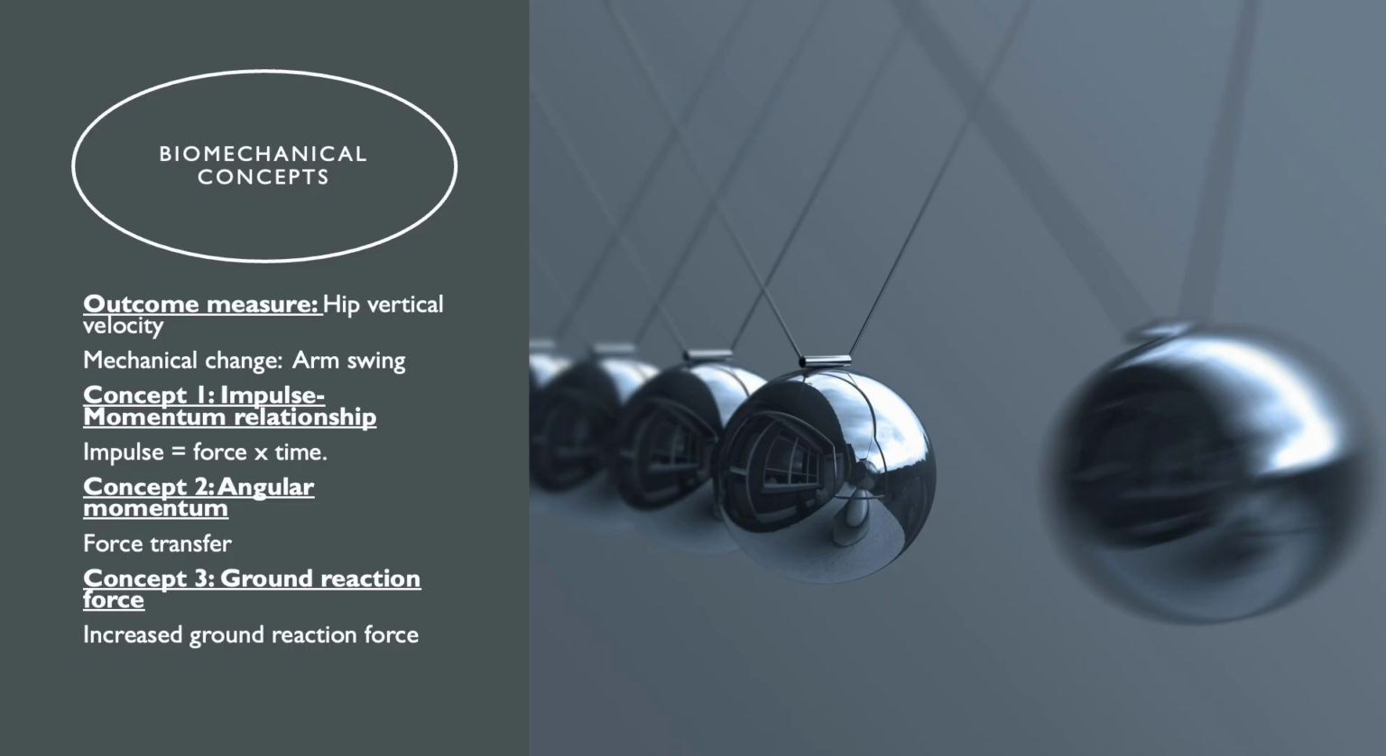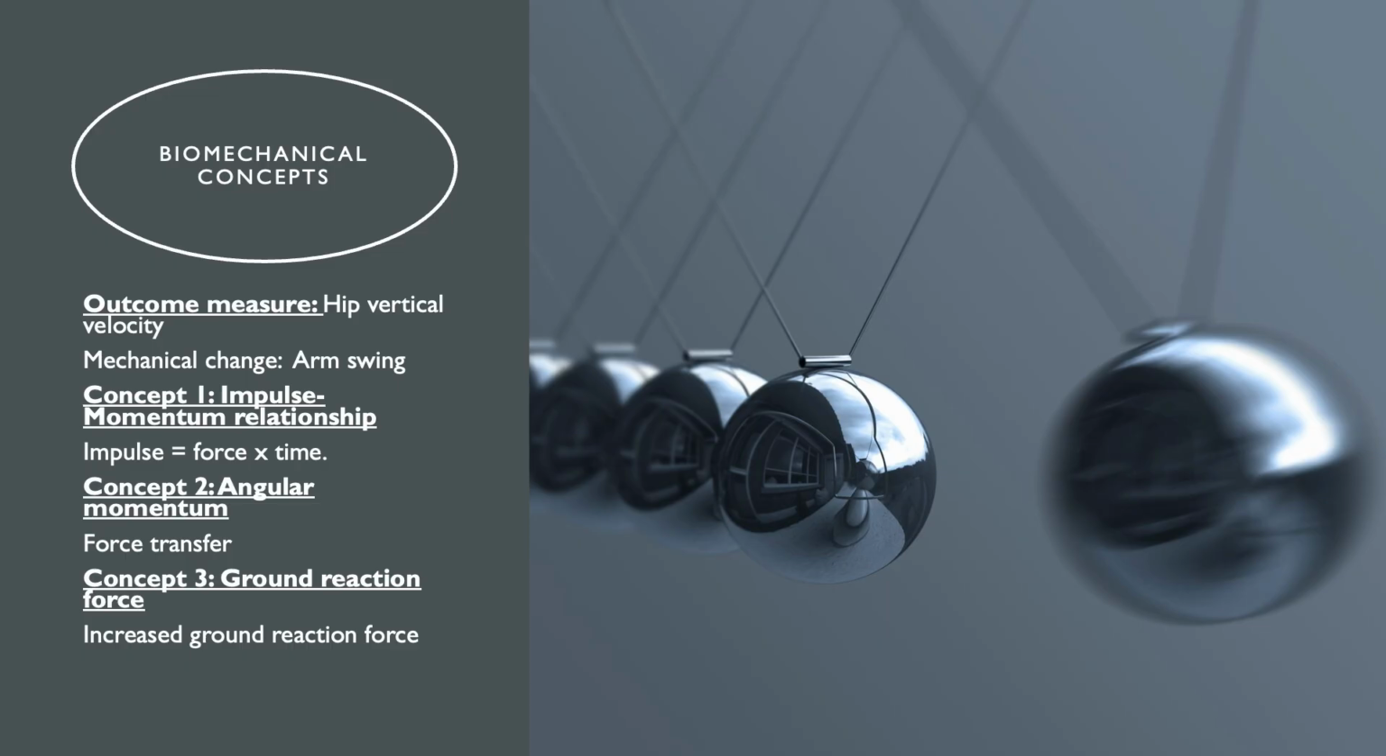Concept 1. Impulse is the change of momentum of an object when force is applied over time. During a counter movement jump, there is a relationship between impulse and momentum. An increase in force or an increase in force applied over time correlates to a greater impulse. A greater impulse results in an increase in momentum. This results in a greater vertical velocity. The addition of the exaggerated arm swing during the movement causes an increase in momentum, impulse, and therefore vertical velocity at the hip.